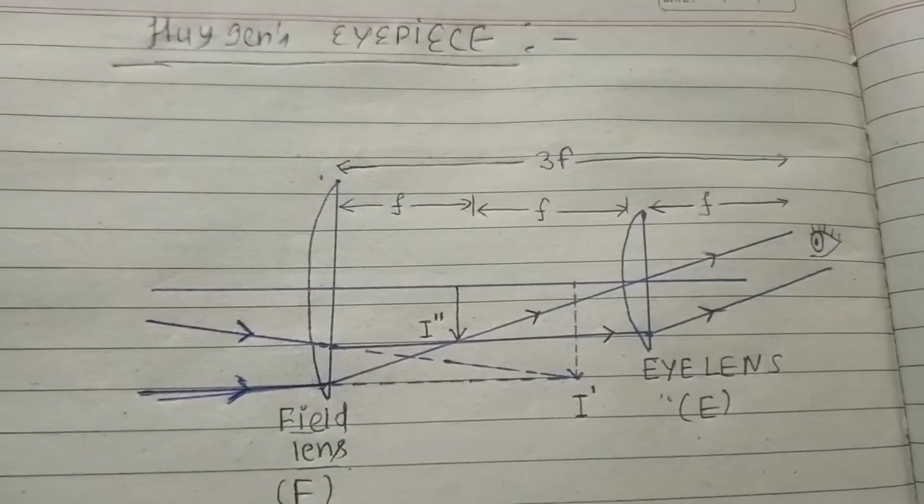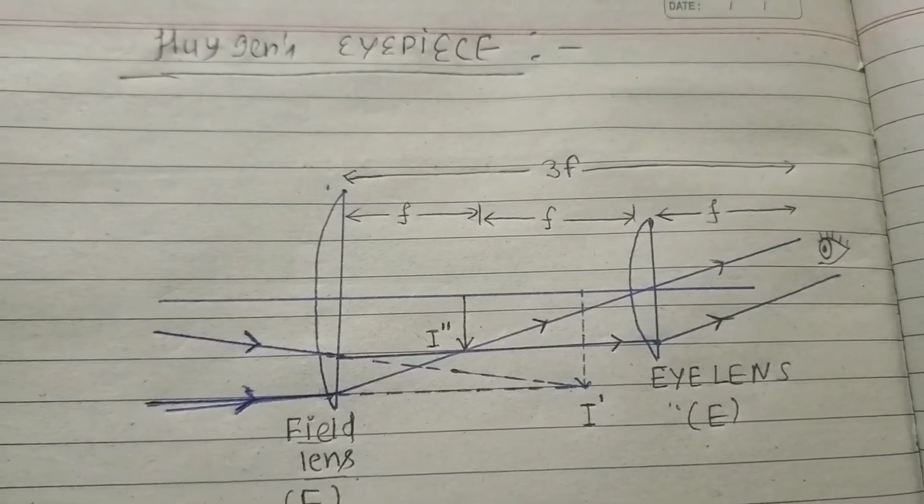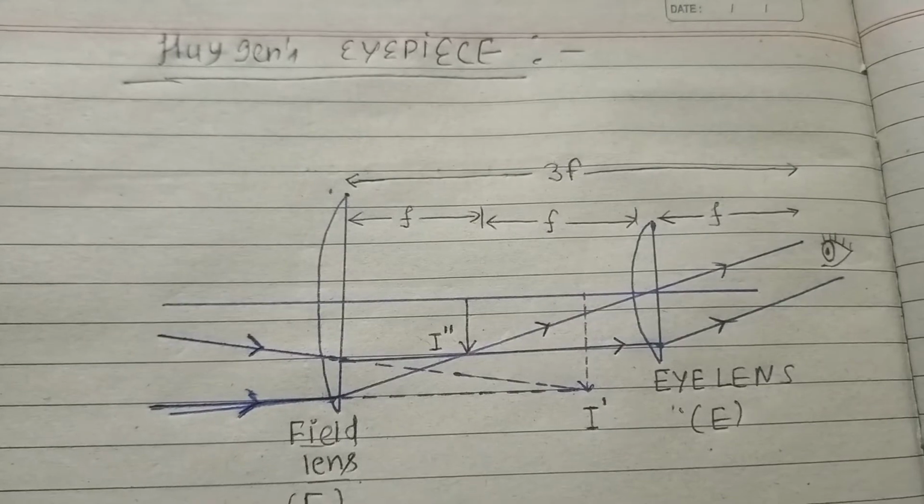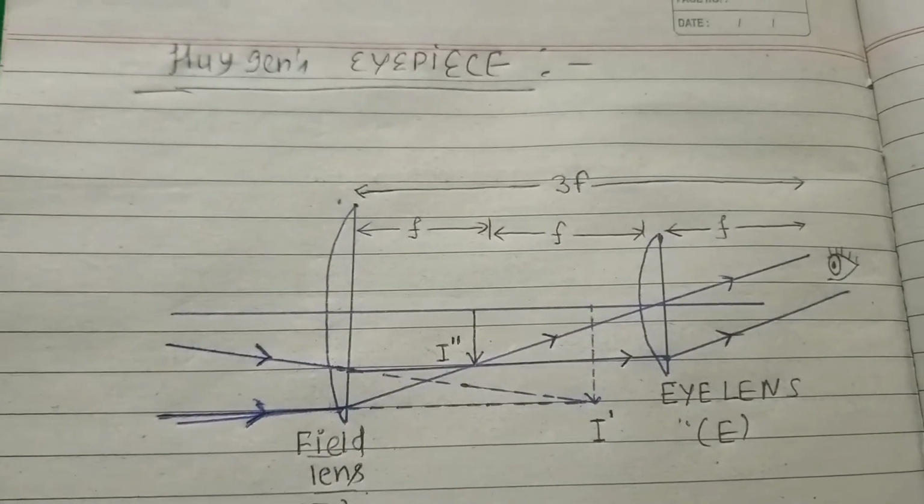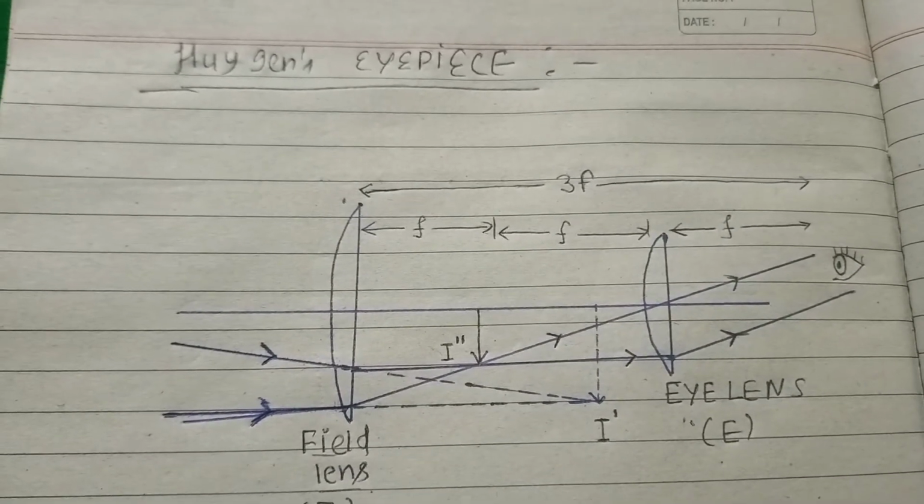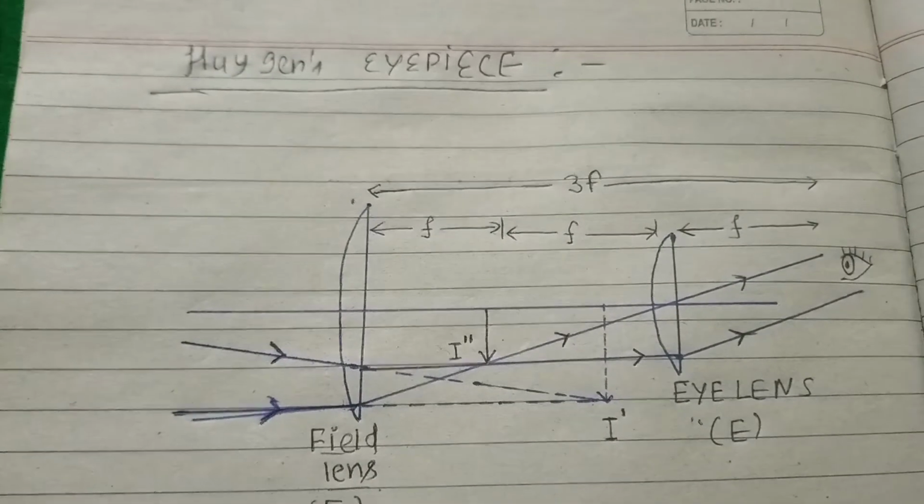Hello friends, today we are going to study one of the most important concepts of geometrical optics, that is Huygens' eyepiece, which is often asked in exams. So without wasting a single second, let's try to understand it.